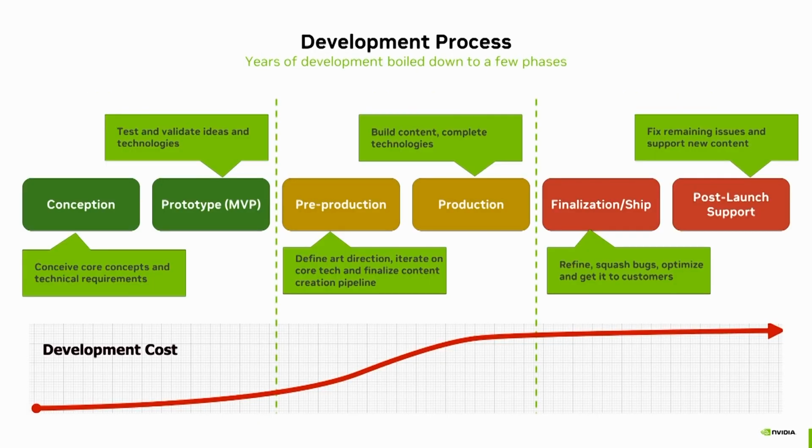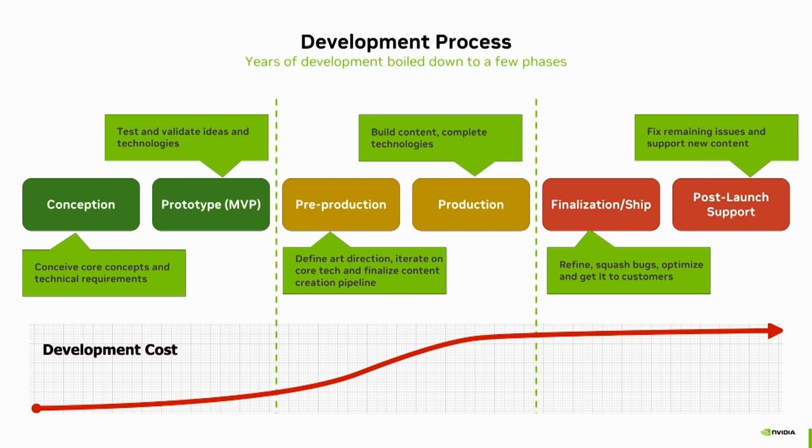Games are incredibly difficult to make and also quite costly. If you consider that game development encompasses multiple phases, you can get a good sense when certain development tools are most critical. Most games start with a conception phase where ideas are thrown around and finally solidified into some core concepts and technical requirements. Next, a prototype or a minimum viable product is created to test and validate concepts and technologies. Once it's clear what direction the game will go, the pre-production phase starts. This phase is meant to define the art direction, build and iterate on core technologies like engine systems, and finalize the content creation pipelines that are required for an efficient production.